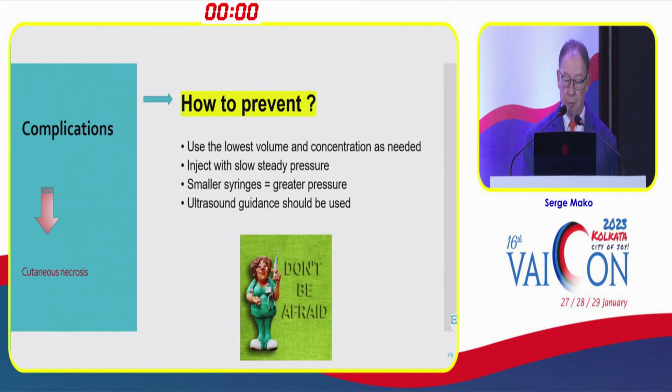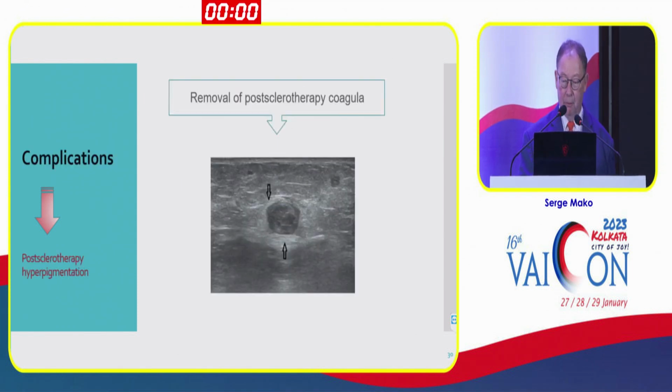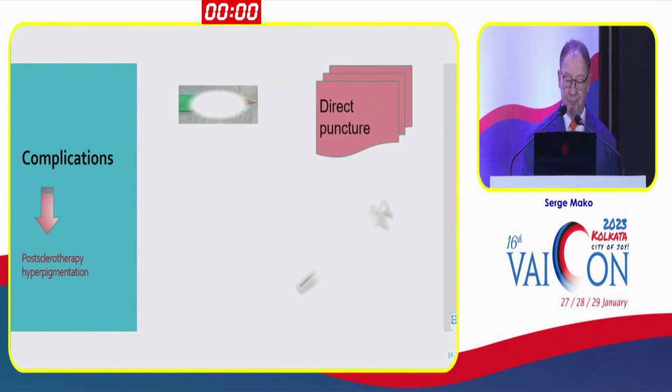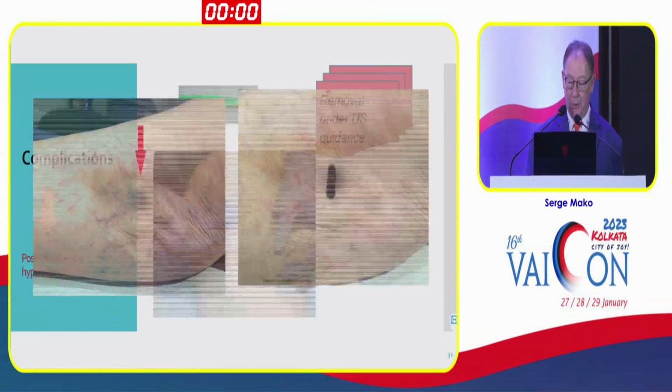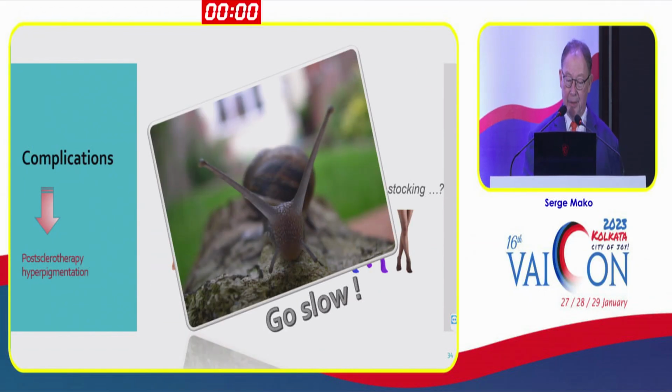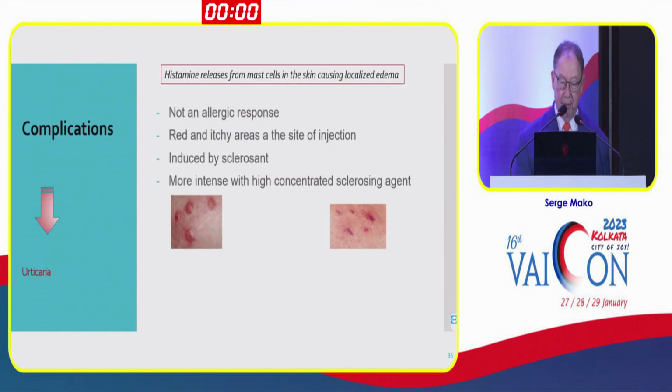How to prevent? Use the lowest volume and concentration, inject with slow, steady pressure; a smaller syringe equals greater pressure, so be careful. Use ultrasound guidance. Removal of coagula, sorry, direct puncture. For coagula, I do it quickly, and please go slow when we treat.